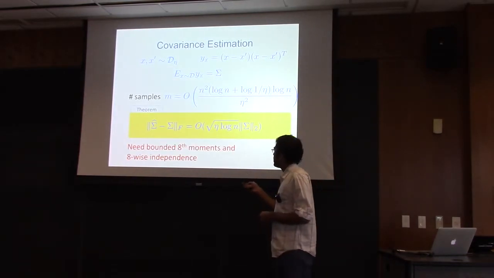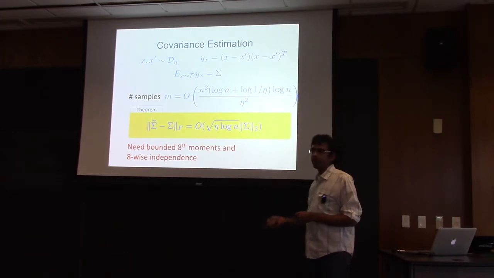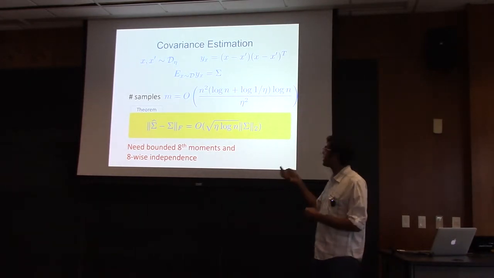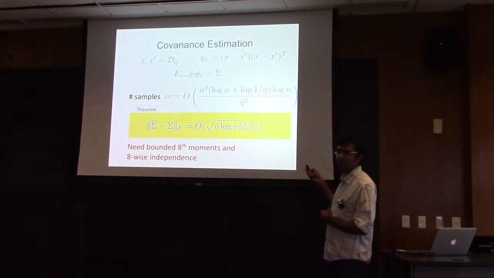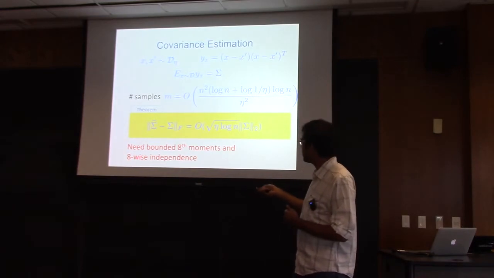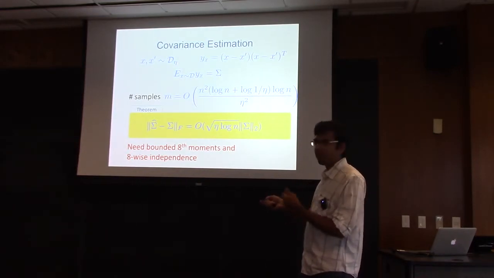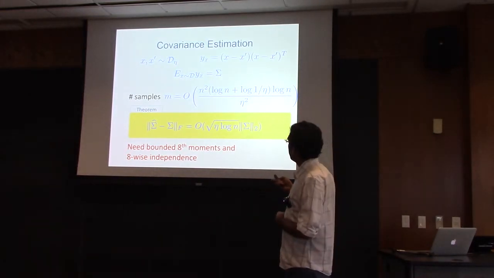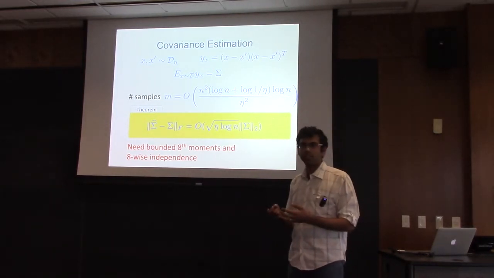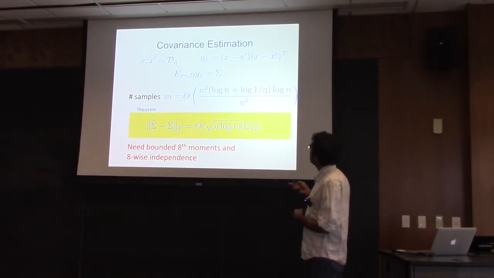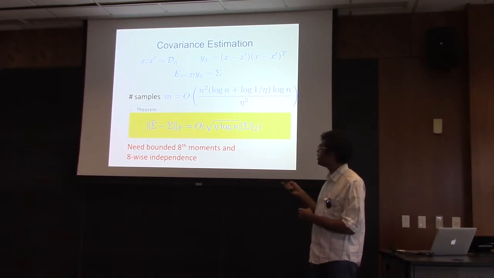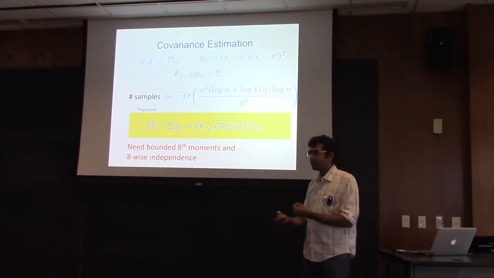And for covariance estimation, we need the same condition but with bounded eighth moments, because we are actually applying the algorithm to the second order objects. So instead of bounded fourth, we need eighth, and also some independence between the coordinates. 8-wise independence is sufficient. This is to relate the covariance matrix of the second order objects to the covariance matrix of the original distribution.